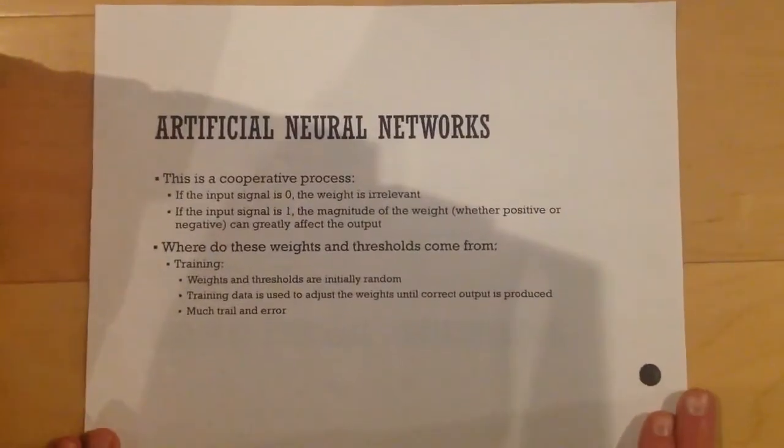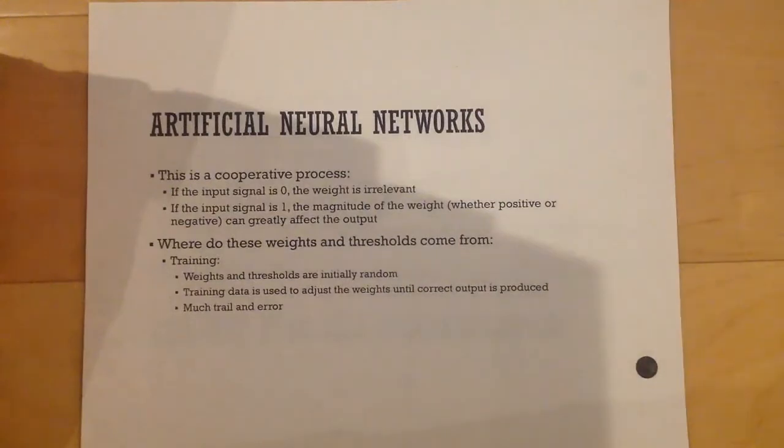All right. So just a few other notes here. This is a cooperative process. If the input signal is 0, the weight is irrelevant. If the input signal is 1, the magnitude of the weight, whether positive or negative, can greatly affect the output. And then this is what I was just talking about: where do these weights and thresholds come from?